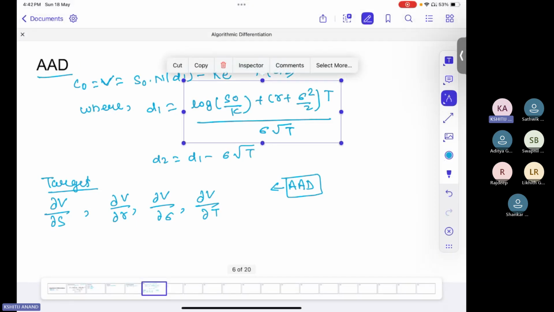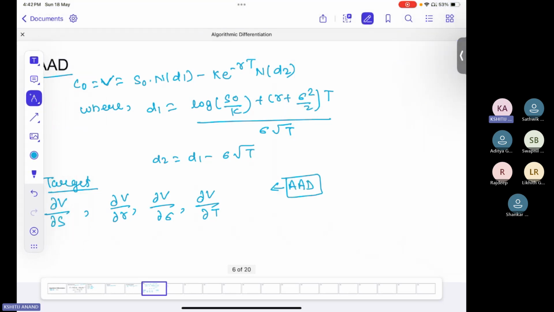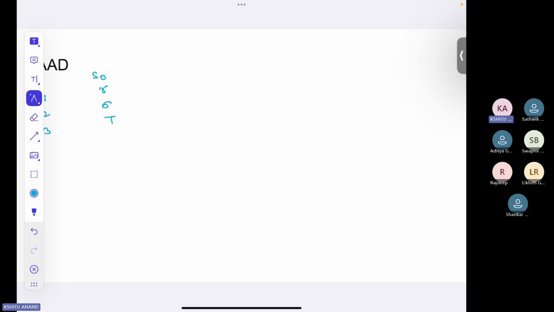One more thing we can do: this is d1, right? I'm just showing you. Check and confirm whether we can write d1 like this: log of S0 by K plus rT, divided by sigma root T, plus 1 by 2 sigma root T. We have just segregated it into two parts. We can do it, right? Yes, sir. Okay, so now things will become quite easy.